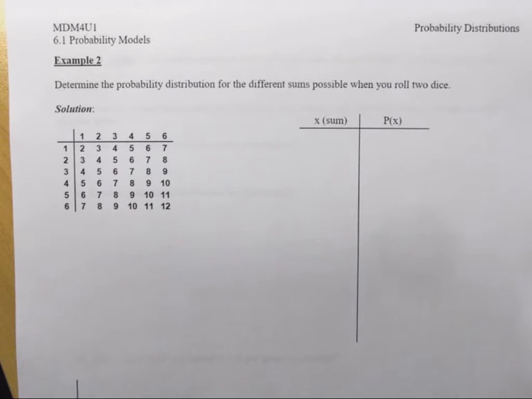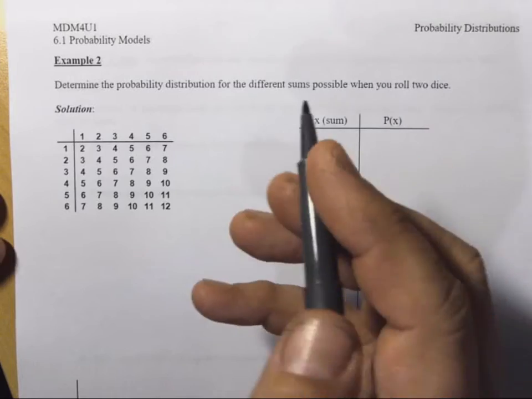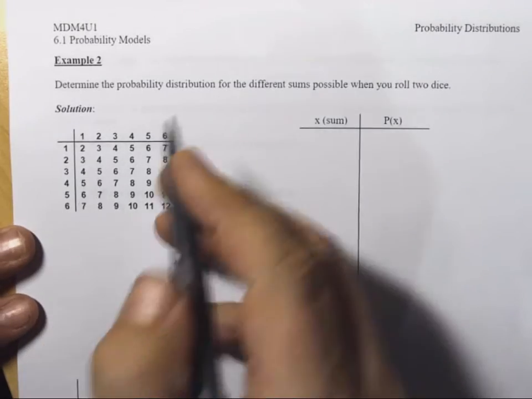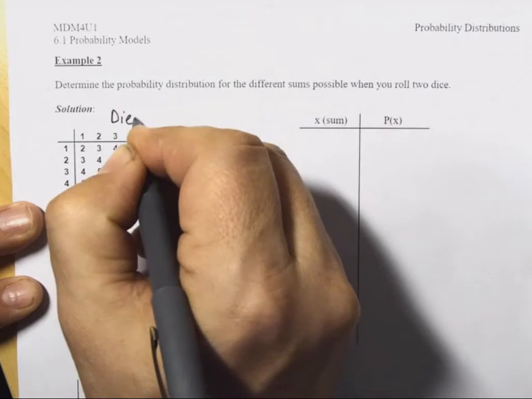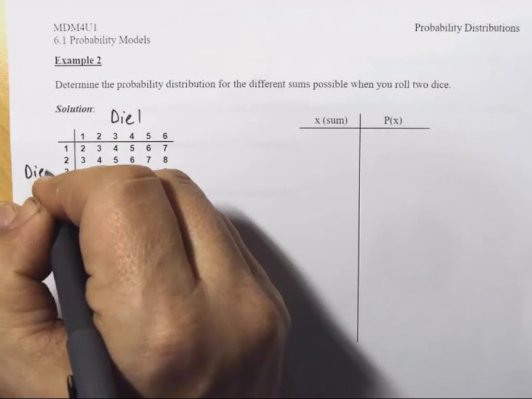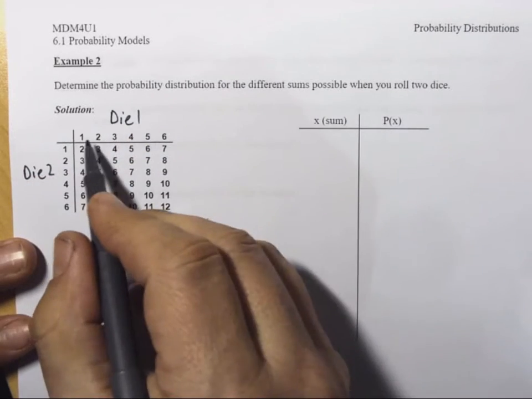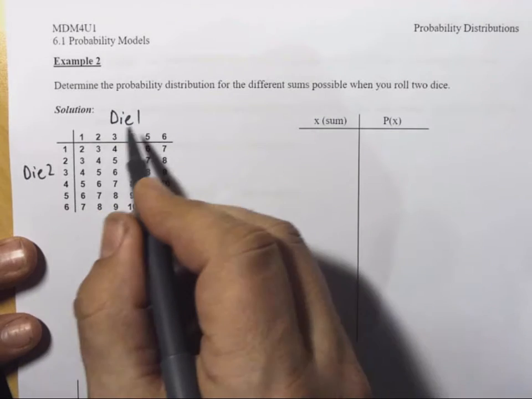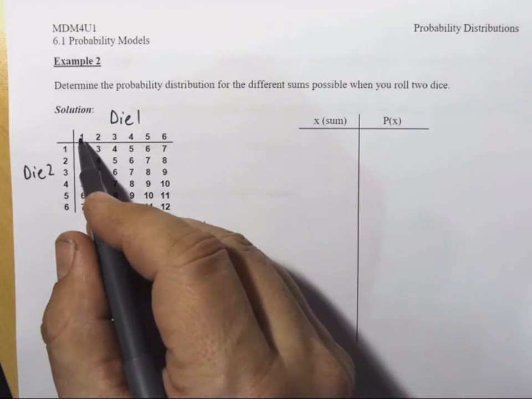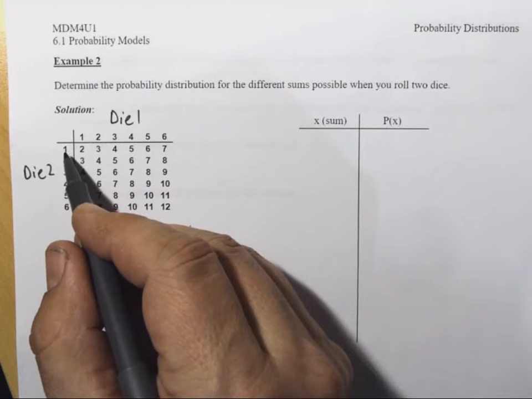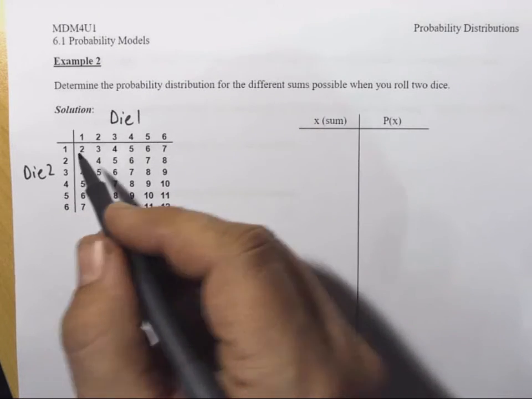Okay, here is example 2 for probability models in our distribution unit. I want to remind you about our sum chart. Last unit we talked about things where we rolled one die, rolled a second die, and added those dice up to see what the sum of the dice was. For example, if die 1 was 1 and die 2 was 1, we have a sum of 2.